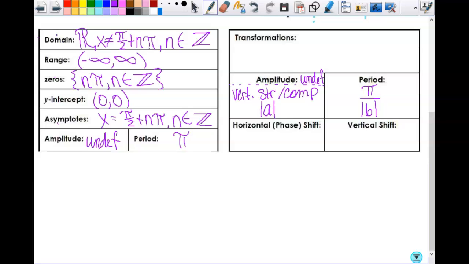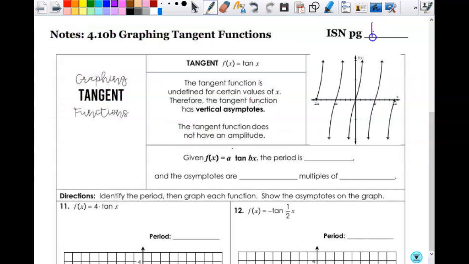Transformations that we've been doing for years. The vertical stretch and compression in front, the number in front. You'll see in just a second. All right, then this, so let's look at this one. This is going to go on page 102. We'll look at all that again.